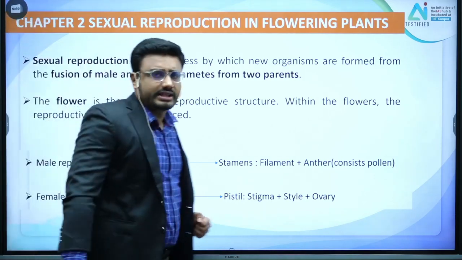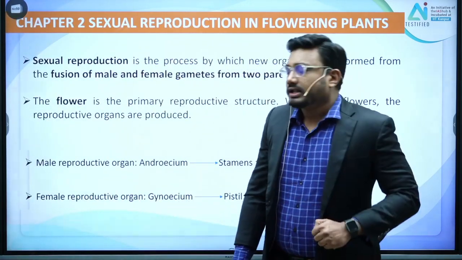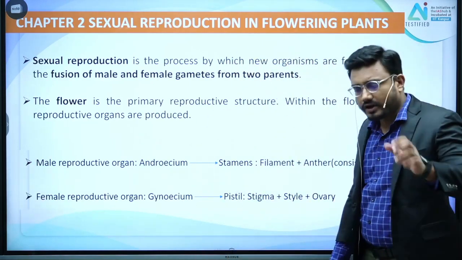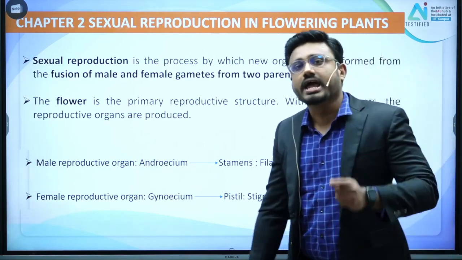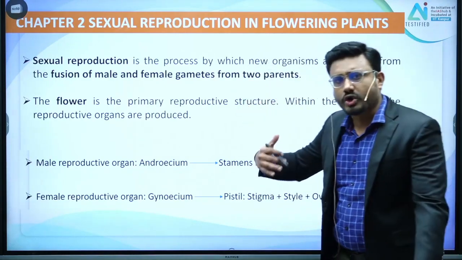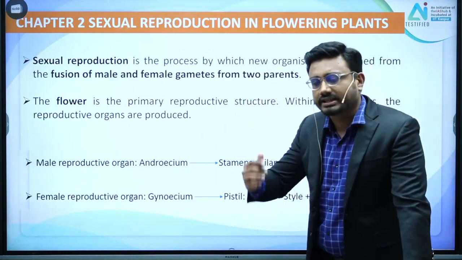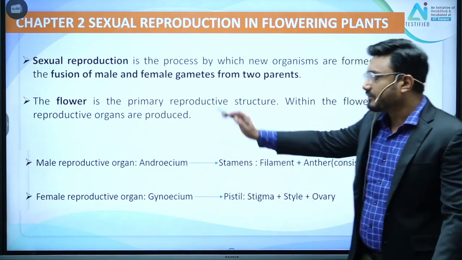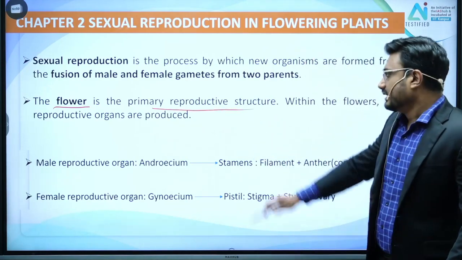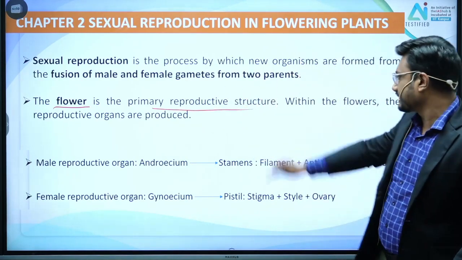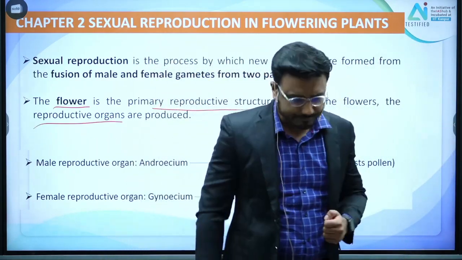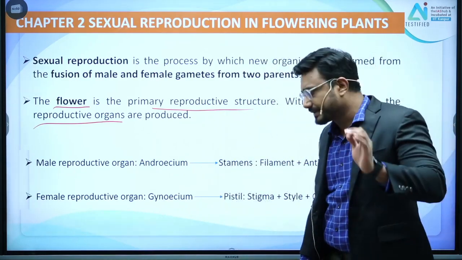So we have discussed all the important concepts from chapter 1. Now let's go through chapter 2, that is sexual reproduction in flowering plants. The flowering plants are also known as angiosperms. Sexual reproduction is the process in which new organisms are made by the fusion of the male and the female gametes. The flower is the primary reproductive structure. This is very important. Within the flower, the reproductive organs are being produced.